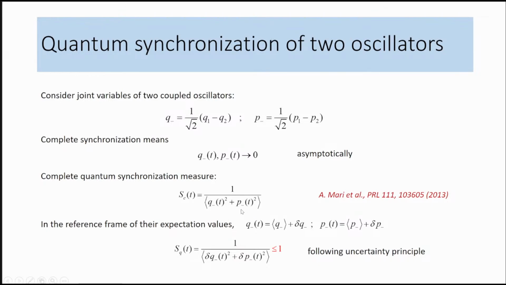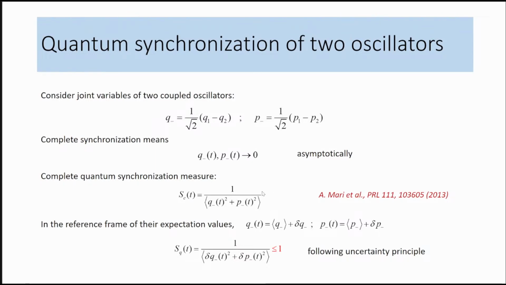Let us try to carefully understand this. If Q minus and P minus both vanish, then SC tends to 0 classically. But because they are quantum mechanical operators, Q minus and P minus can never be 0 altogether. There is a lower limit of this expression in the denominator due to the uncertainty principle. And that is why SC has an upper limit.